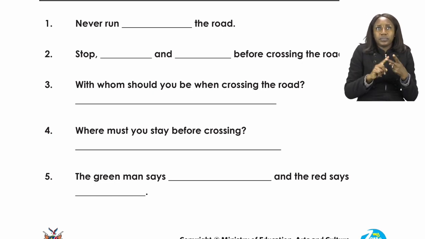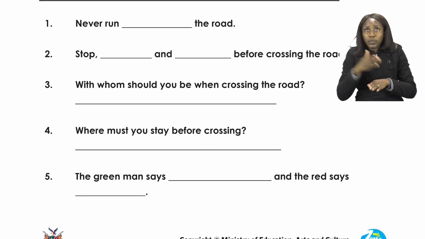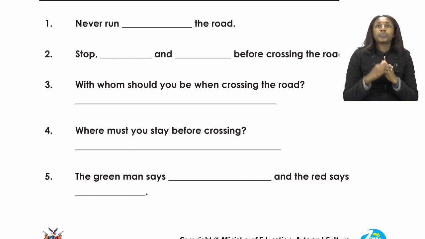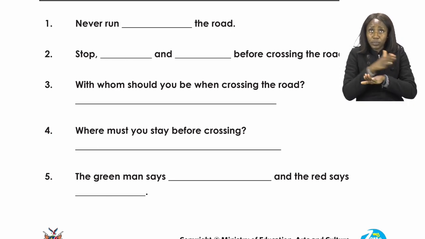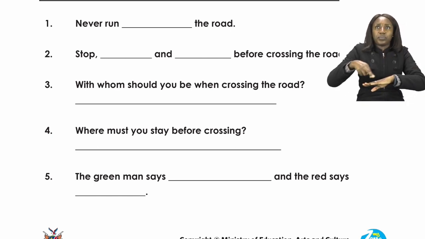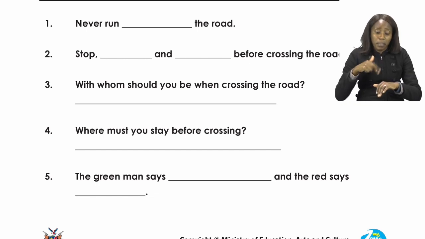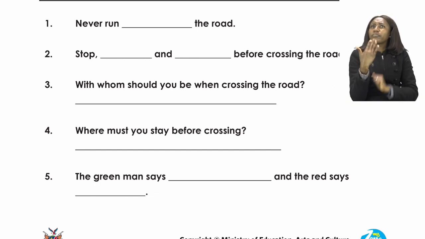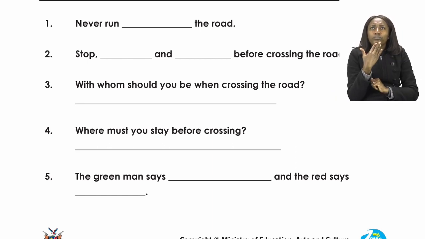Number 2 says, stop dash and dash before crossing the road. Number 3 says, with whom should you be when crossing the road?